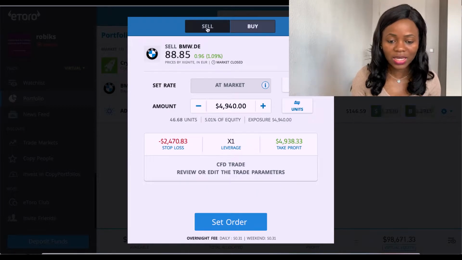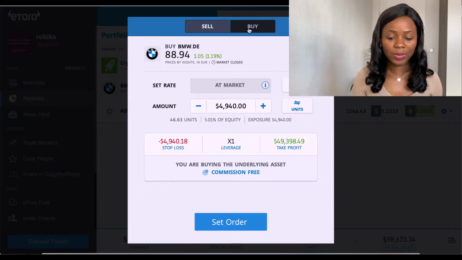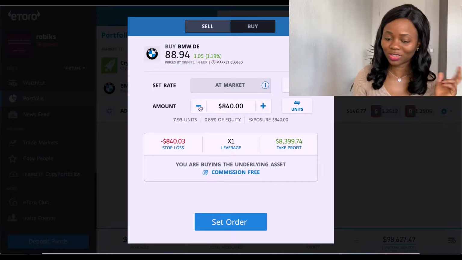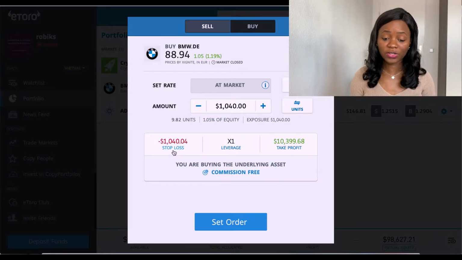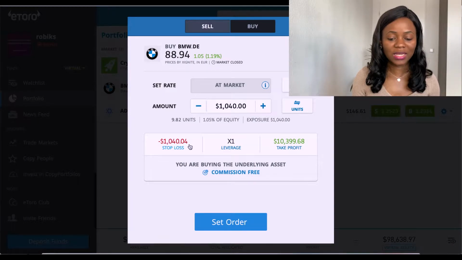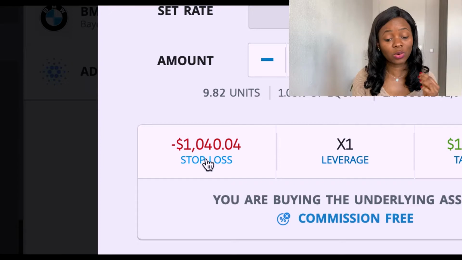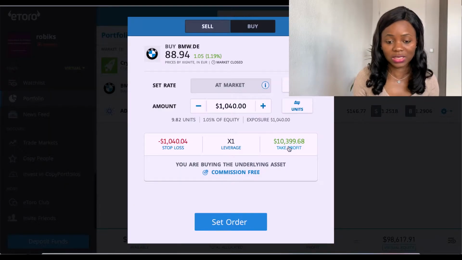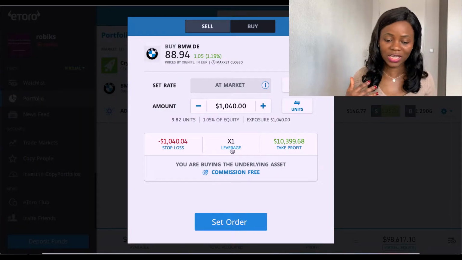On the virtual side, you can decide to sell or you can decide to buy. So now I want to buy. Let's say I don't want to spend so much virtual money. I can decide to put it at 1,040. I'm saying please stop my loss at this amount. If the price goes beyond this, please sell off this asset. If the price is up to this amount, please take profit, sell it off, and then I want to cash out.